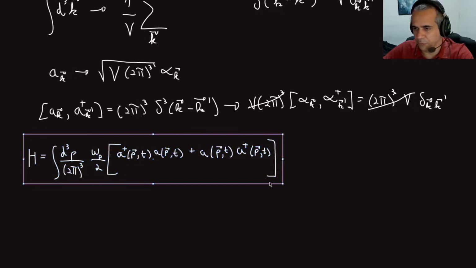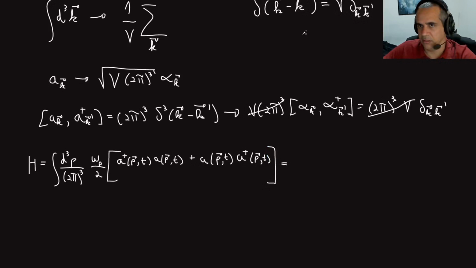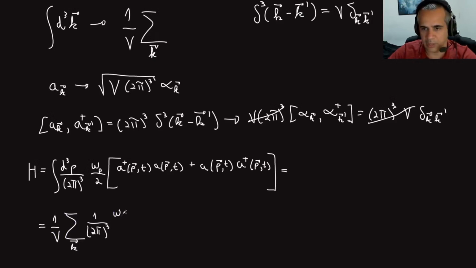So this is the Hamiltonian, and I just have to substitute a dagger and do all those prescriptions, right? All the discretization dictionary that I wrote up there, right? So the integral in momenta just becomes 1 over V sum over k of 1 over (2π)³, ω_k over 2. All these a's and a daggers bring powers of square root of V(2π)³, squared, right, because there are 2 of them. So I just get V(2π)³ here.